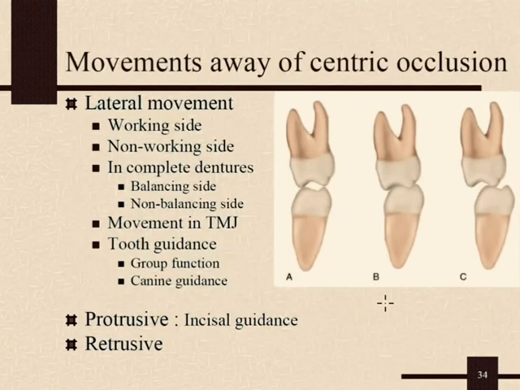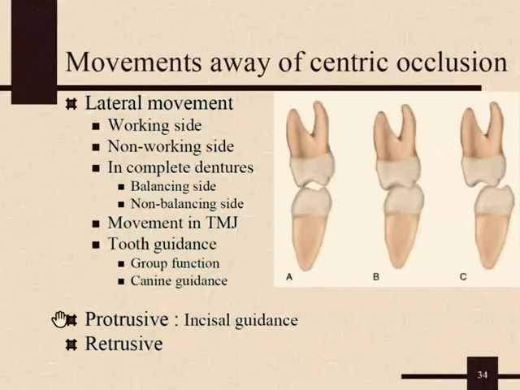Now, movements from the centric occlusion, you can have either A or B or C. Also, this is after what we call occlusal fossa relationship or the occlusal embrasure relationship. We can have upper 6 with the lower 6 working or non-working. So working side, non-working side, we can have a balancing side in the complete dentures, and we can have guidance of teeth. We call it group function guidance or canine guidance. This is the lateral movement, only lateral movement, not eccentric occlusion, and you will learn about it next year.